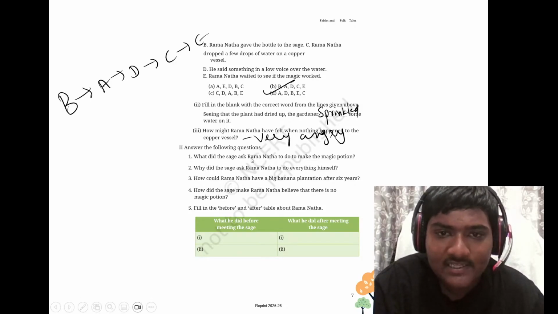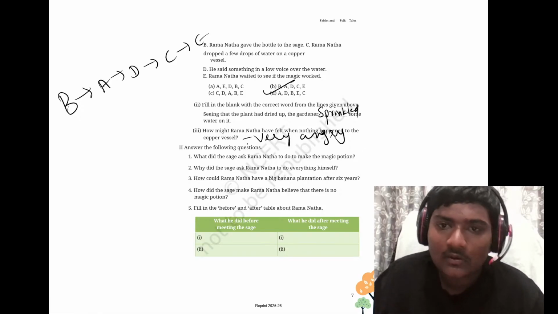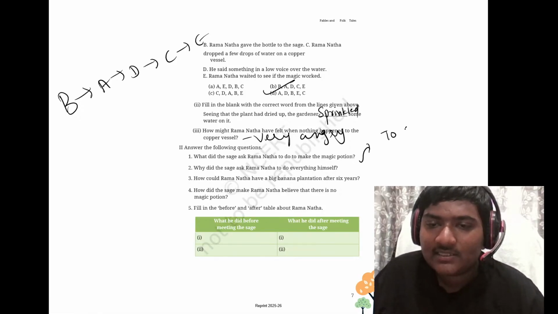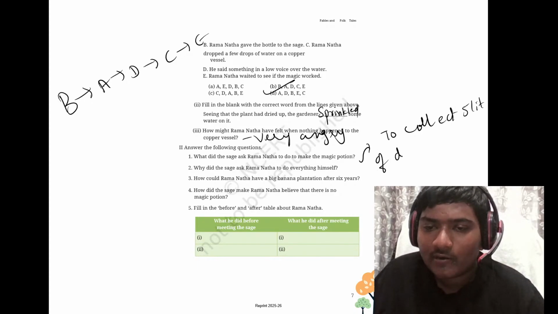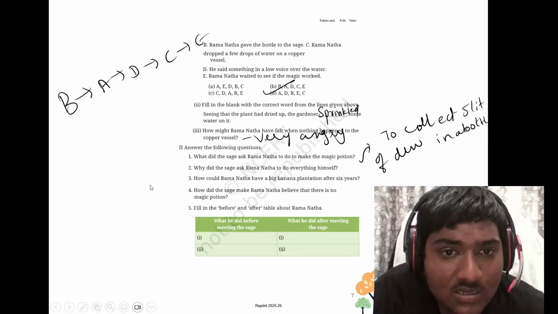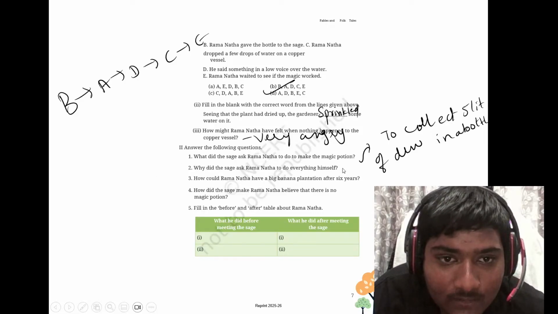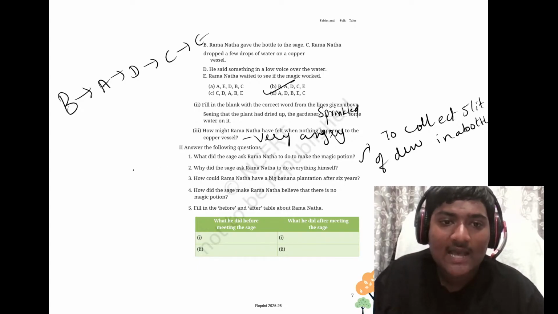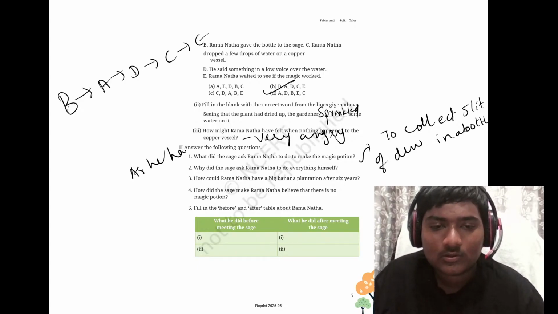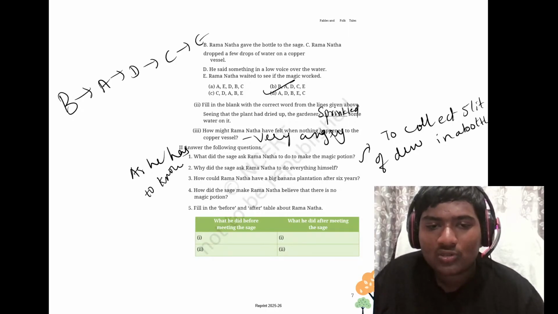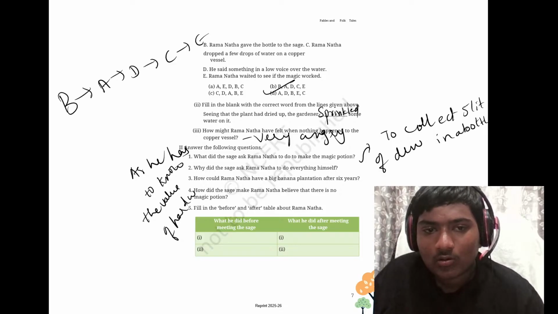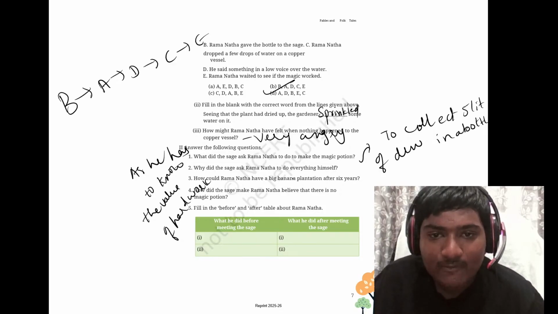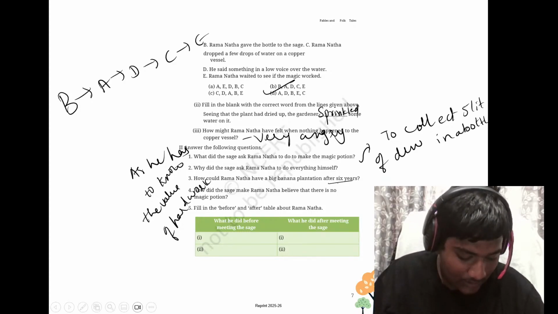Answer the following question. What did the sage ask Ramanatha to do to make the magic potion? To collect 5 liters of dew in a bottle. Clear? Yes. Why did the sage ask Ramanatha to do everything himself? As he has to know the value of hard work. How could Ramanatha have a big banana plantation after 6 years? Tell me.